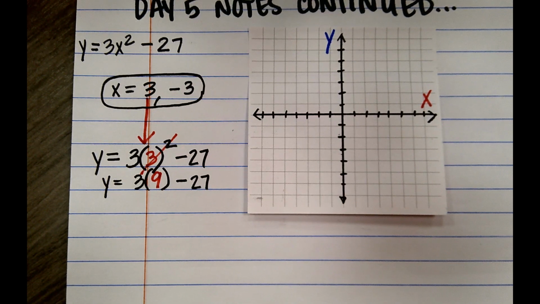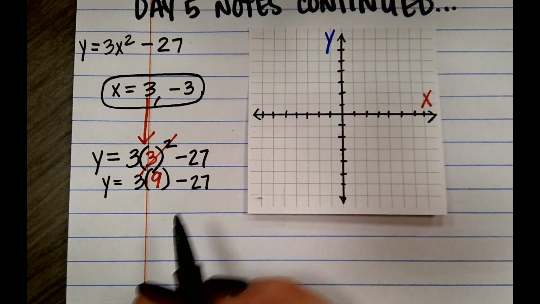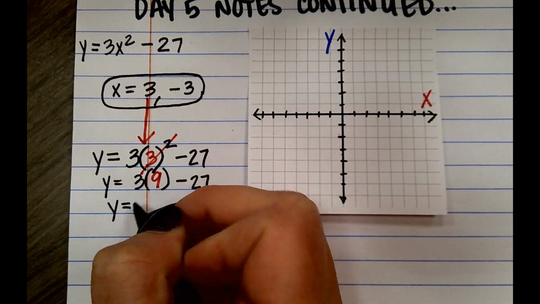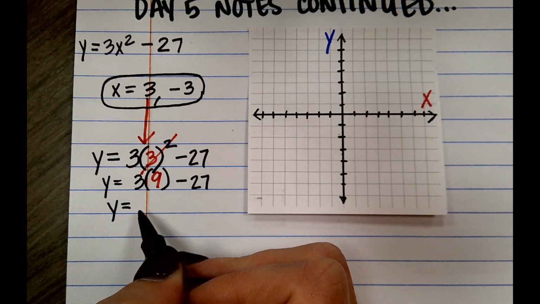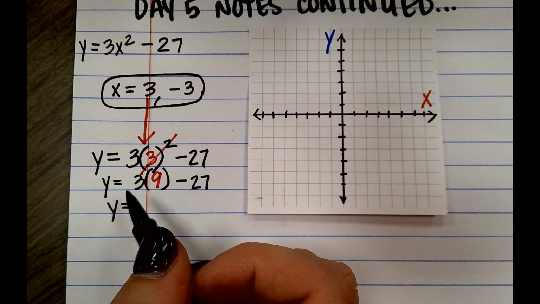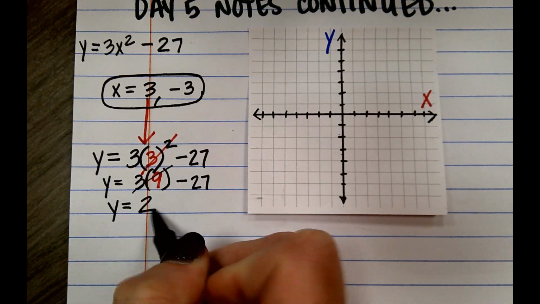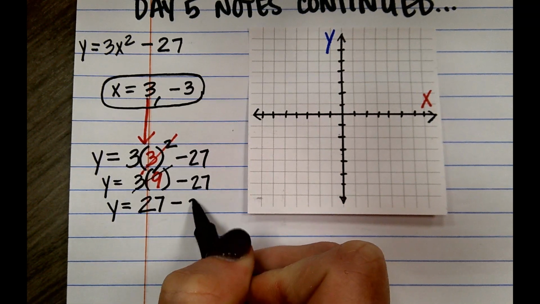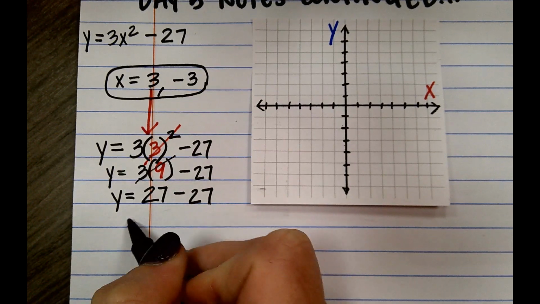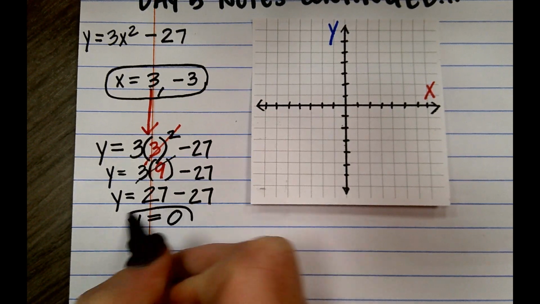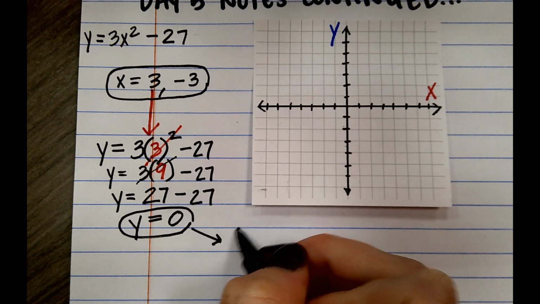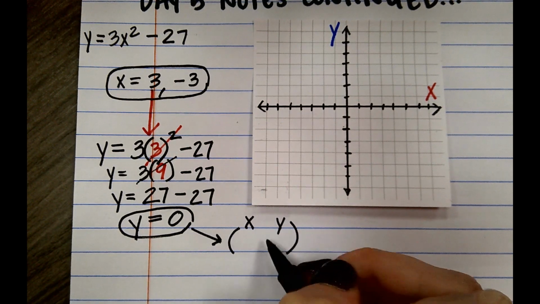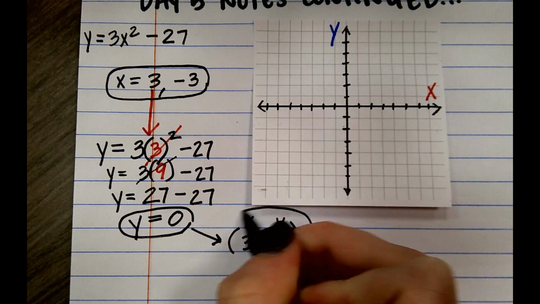Now, what do I do next? You take 3 times 9. What's 3 times 9? 18. Almost. 36. A little bit less. Oh, 27. It's 27. Good. So, y equals 27 minus 27. And 0. Y equals 0. Okay. So, when x is 3, y is 0. So, we just discovered a coordinate, didn't we? When x is 3, y is 0.